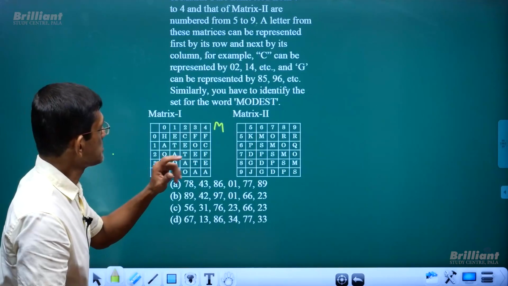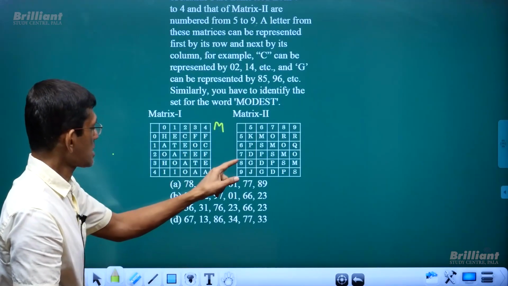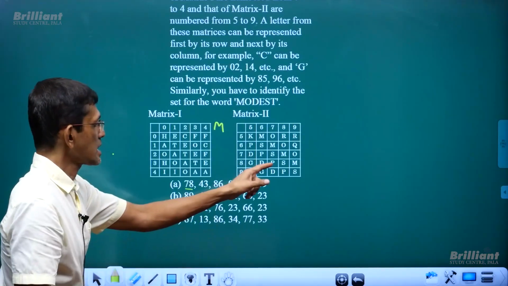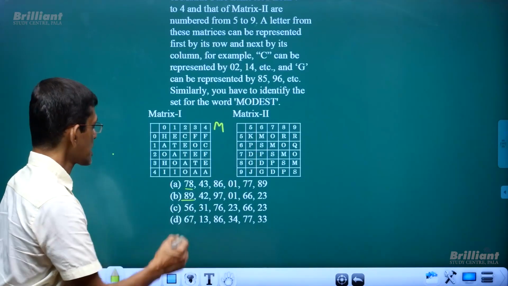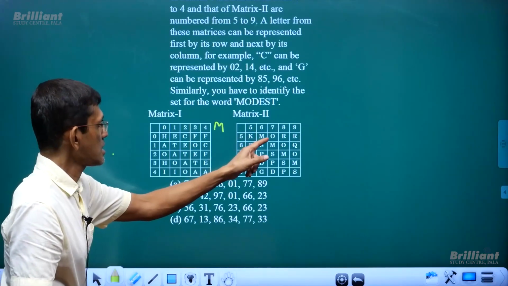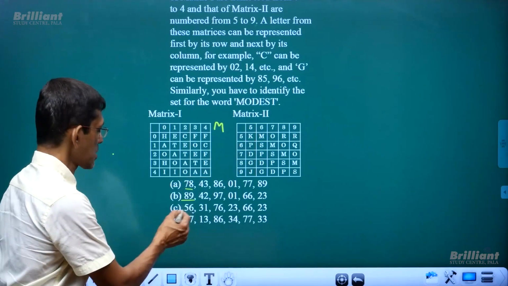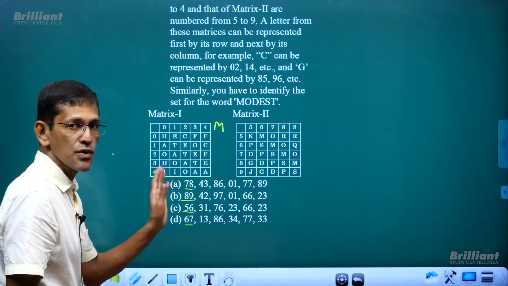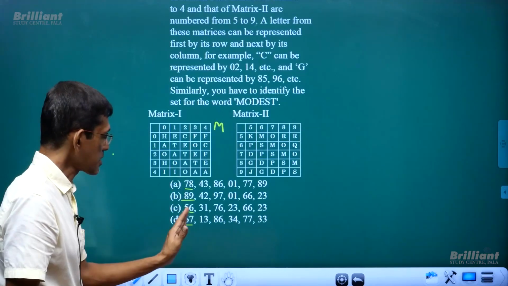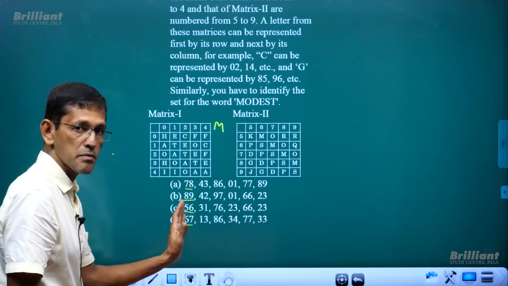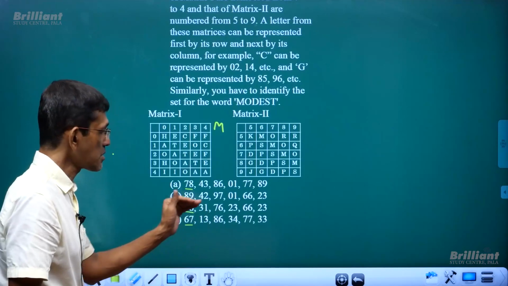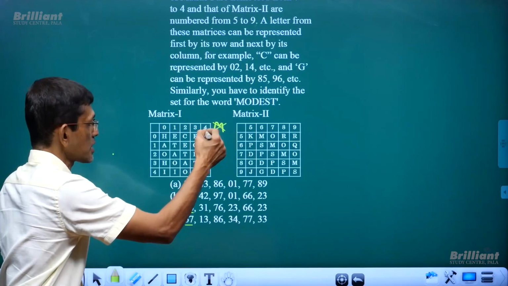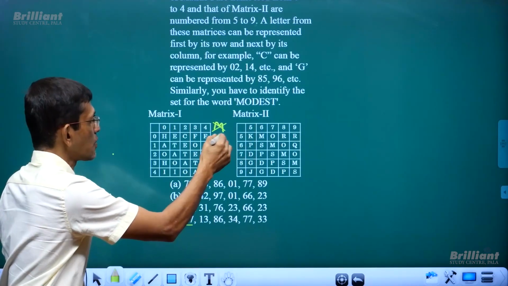So if it is M, 78, M can be 78, that is fine. 89, 8 and 9, that can be M. 56, 5 and 6, 5 is here, 6 is here, M, it is possible. And 67, 6 and 7 is M, done. So all the first numbers of all these answer choices are perfectly all right. So we cannot eliminate any of the answer choices based on the first letter M. So M is out. Now we think about O.